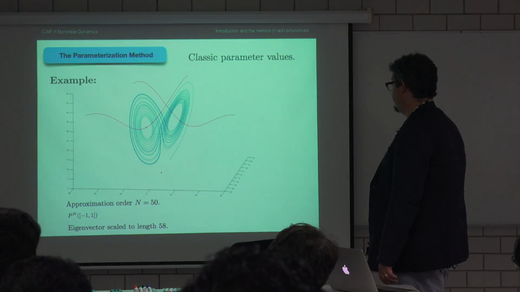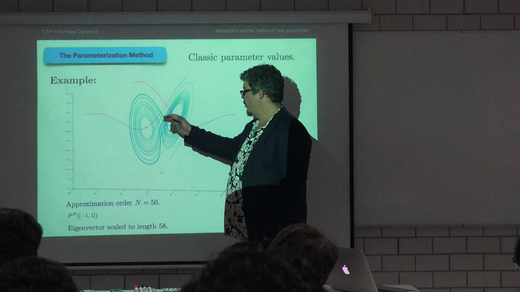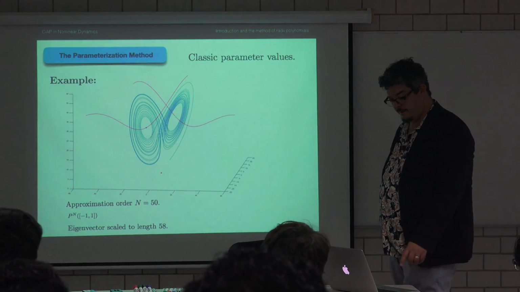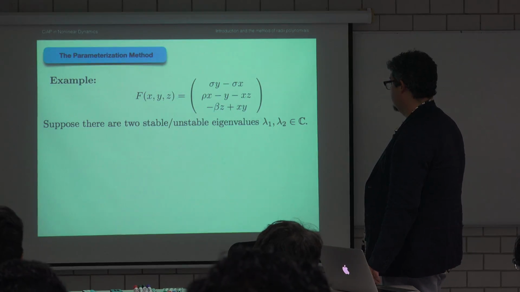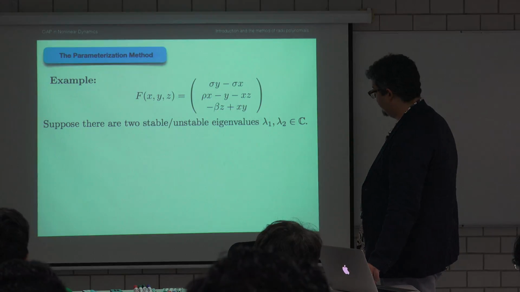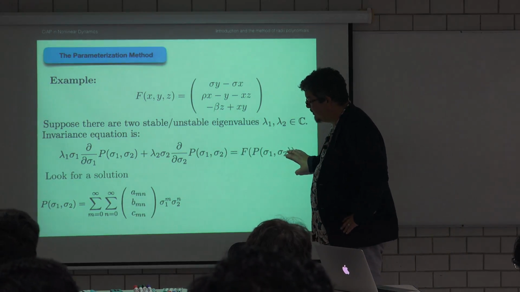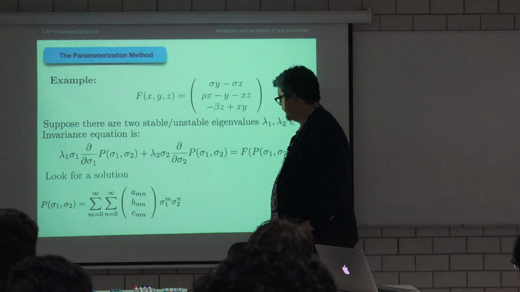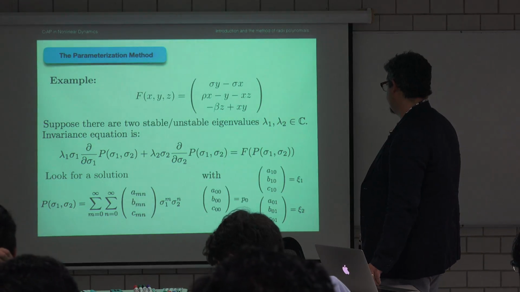All right? So here are some parameterizations to order 50 for the 1D manifolds at the I's and Lorentz. Okay. Well, you can do the same thing for higher dimensional manifolds. So my invariance equation becomes now a PDE. It's really a PDE, and I'll look for a 2-variable power series solution. Then everything goes no different from before.